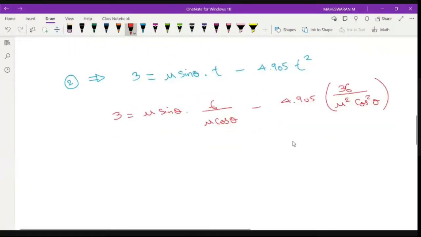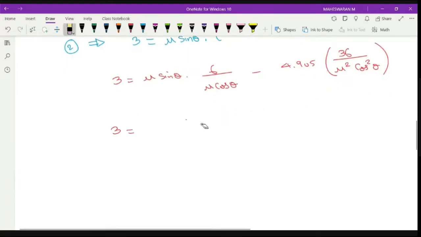Let me simplify a little bit. In this case, your u gets cancelled. So sin theta by cos theta, I am getting tan theta. So 6 tan theta minus, what is 36 into 4.905? 176.58. 176.58 divided by u square cos square theta. So this is what I am getting.